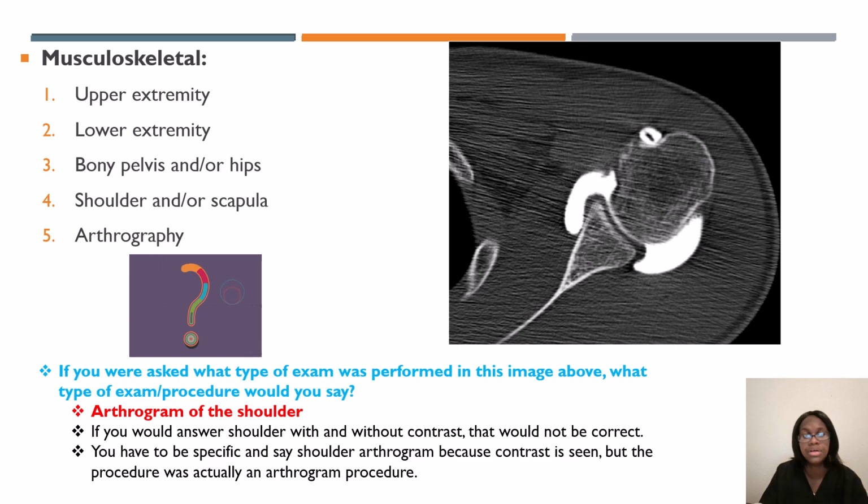Know your MSK, your upper extremity, lower extremity, your pelvis, hips, shoulder. If you were to see this picture on your test or whatever, even if you're working as a tech, what procedure do you think was performed? Do you think it was a CT shoulder without contrast or a CT chest without contrast, CT arthrogram? You should know that this is an arthrogram of the shoulder because you see contrast coming from the joints or around the joints. So this would not be a regular CT shoulder with and without contrast. It's considered a shoulder arthrogram or an arthrogram of the shoulder.